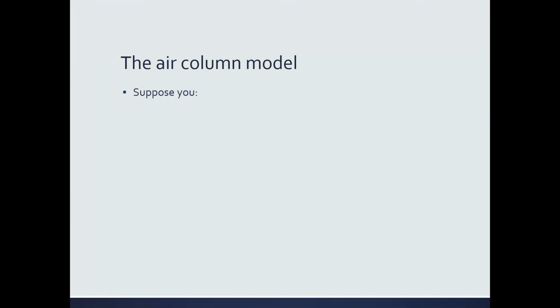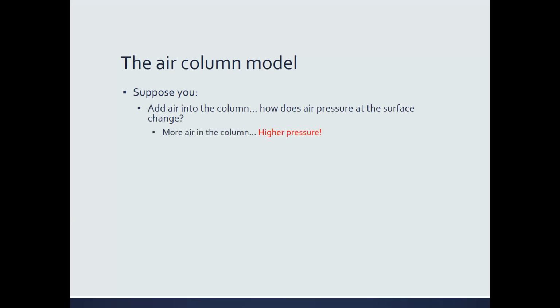Let's suppose that we actually added air to the column. So we ripped the top off the column and we poured more air molecules into it. How does that change the pressure at the surface? Well, since we've added air to the column, we've increased the weight of the air by adding more air. Hence, we've raised the pressure.